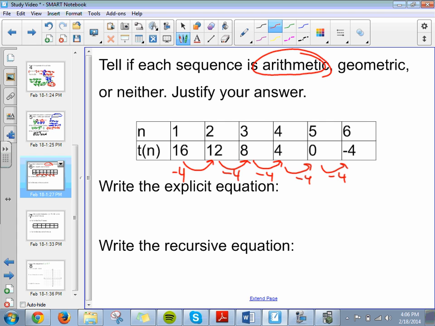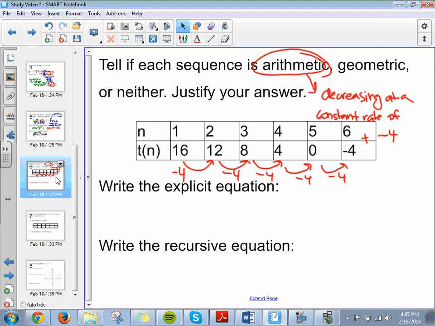So we know that we're dealing with something arithmetic because we are decreasing at a constant rate of -4, or adding -4 each time. So now we have something that is arithmetic. So we can have something that when it graphs, it'll look more like a line.